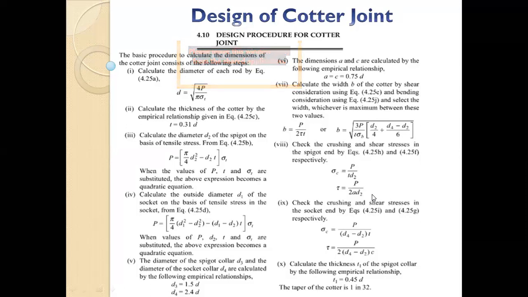The last step is again calculating the spigot collar thickness T1, which is 1.45 T. Now the last stage is the taper of the quarter, which is 1 in 32. I think we talked about it. It's between 30 to 40 that we take. What is the taper of the quarter?